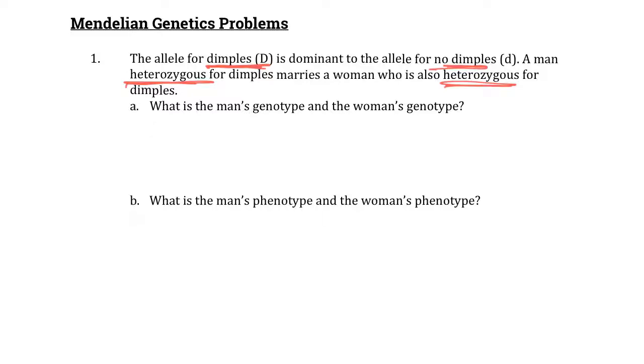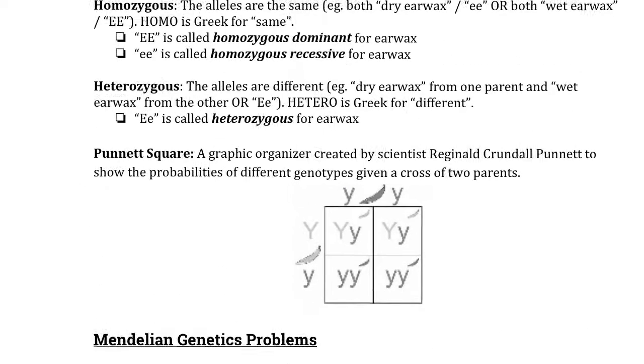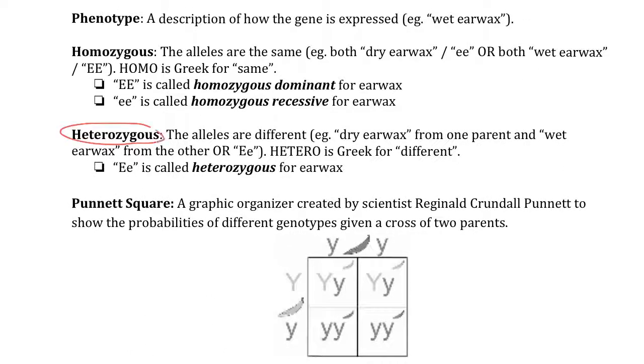Well, first of all, there are a few definitions here that we need to take a look at and make sure we understand. The first one is heterozygous. If you look back at your notes, it says heterozygous means the alleles are different. That means you basically have one of each from each of your parents. So one is dominant and the other one is recessive. That's what heterozygous means.